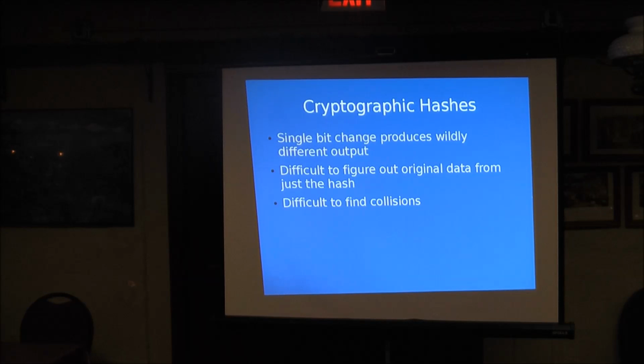We also want to make sure it's hard to figure out whatever the original data was if you had the hash. So I can hand you a hash and tell you, figure out what this originally came out to, and that would be very difficult for you to figure out. We also want it to be difficult to find collisions, where there's two different pieces of data that will hash to the same value.